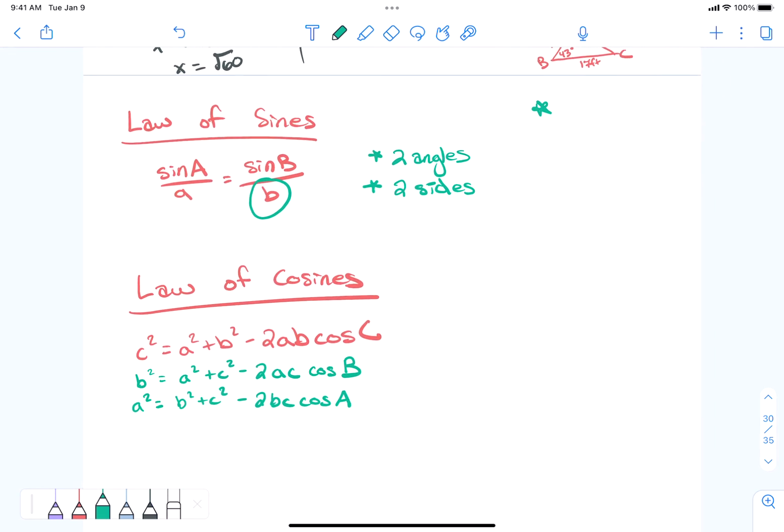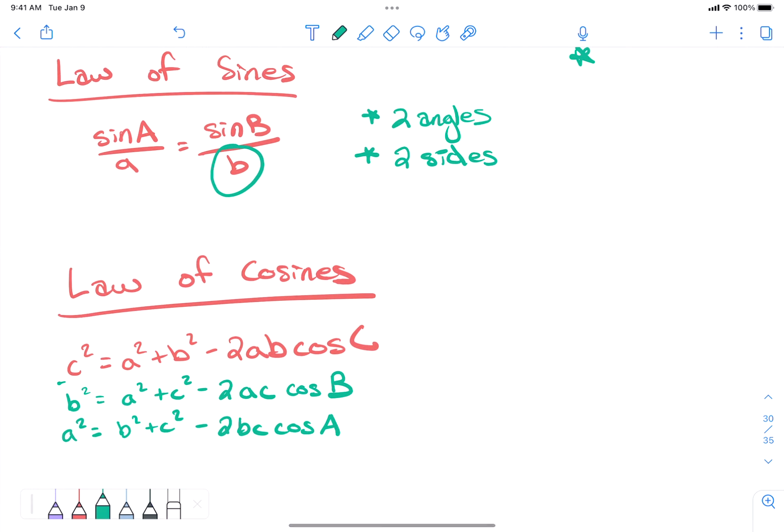What about law of cosines? If I just look through the formula, I have a lowercase c, a lowercase a, a lowercase b. That tells me three sides, okay? But I only have one capital letter, which means I only have one angle that I'm looking at. Now, again, one of these four things I will be solving for, whether it's the angle or the side, but that's what I have going on there, okay?